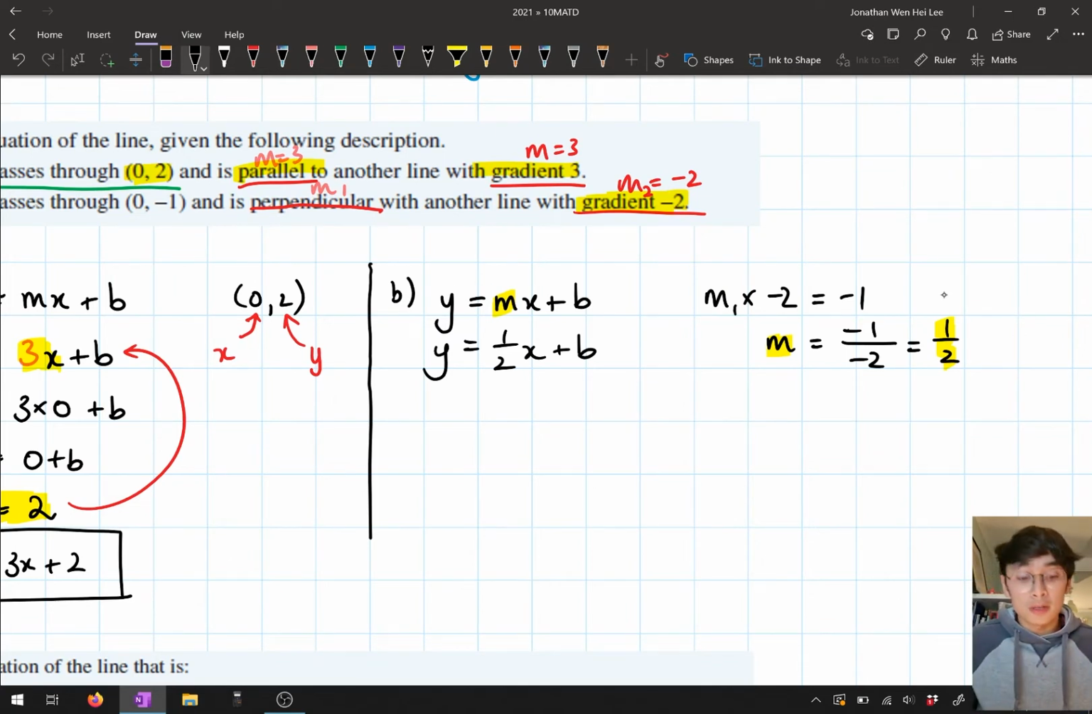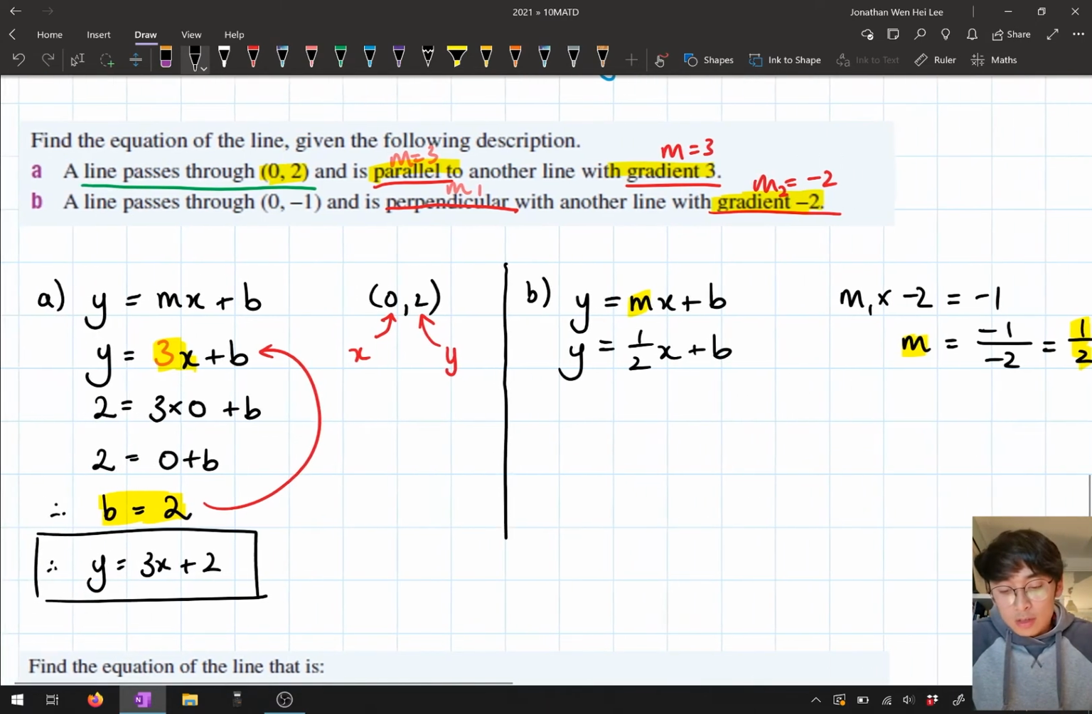And here, because it's perpendicular, we need to use the fact that when I multiply the two gradients, the gradient of my line and the gradient of that other line, -2, together, it will give me -1. Okay. Then from there, we want to find our y-intercept.